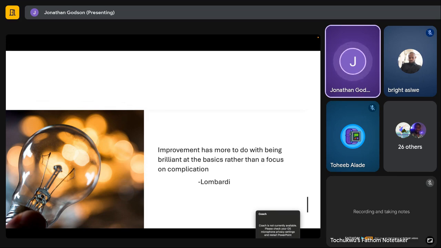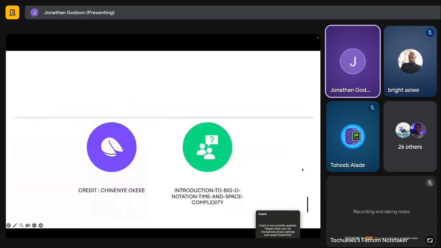Improvement has more to do with being brilliant at the basics than a focus on complication. Yeah, this is a quote from Lombardi. Most of what I used here was lifted from this article, Introduction to Big O Notation, Time and Space Complexity. You can look it up. It is a post on Medium by Chinenyo Keke.